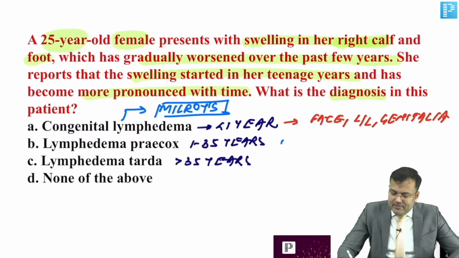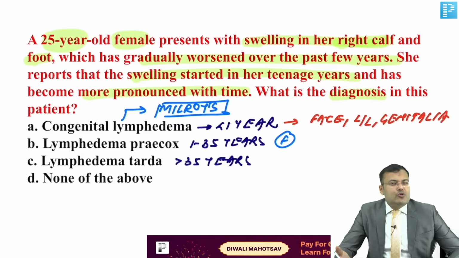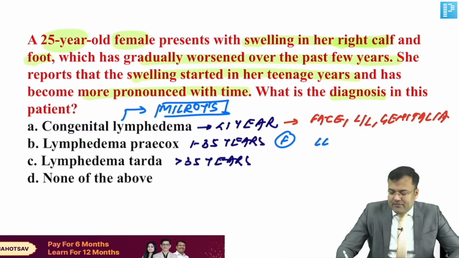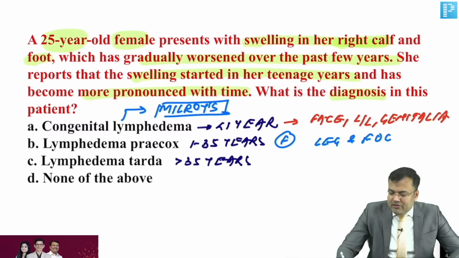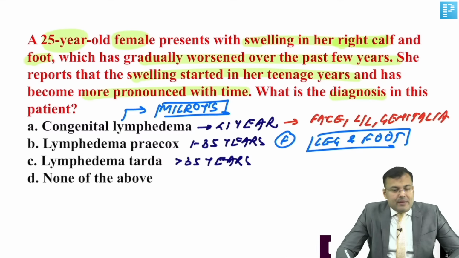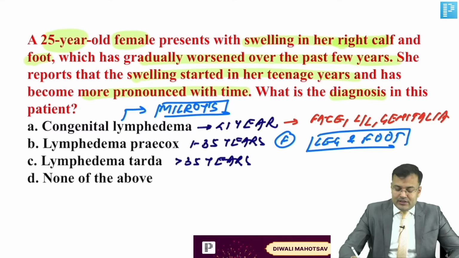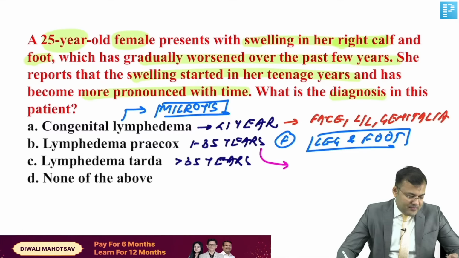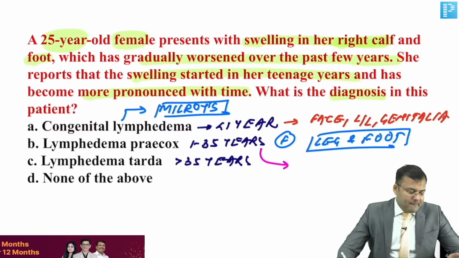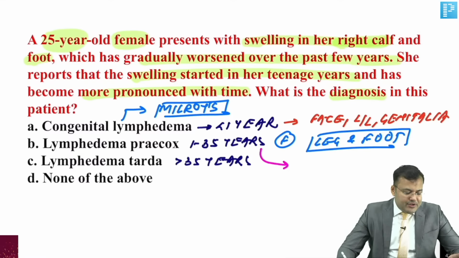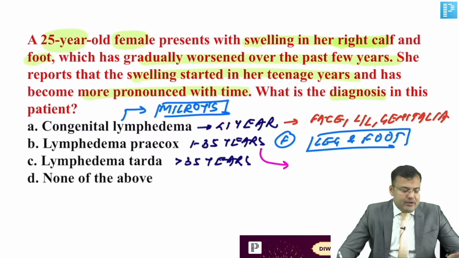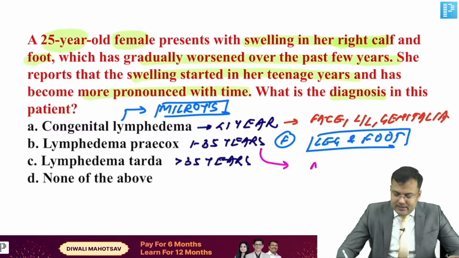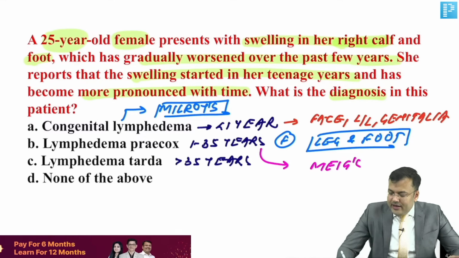It is more common in females, age 1 to 35, the most common type of primary lymphedema. Here there is involvement of leg and foot. And the same question is asked here also: familial version of lymphedema praecox is known as, tell me. Waiting for your reply guys. Yes, Meige disease. It's Meige disease.